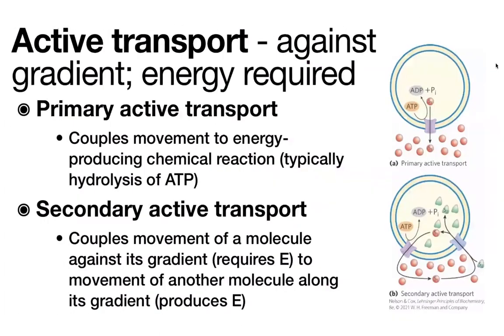If, however, we want to move things in the direction that is unfavorable thermodynamically, well, here we're going to have to put in some energy. There are two main forms to do this. We can call these primary active transport and secondary active transport.